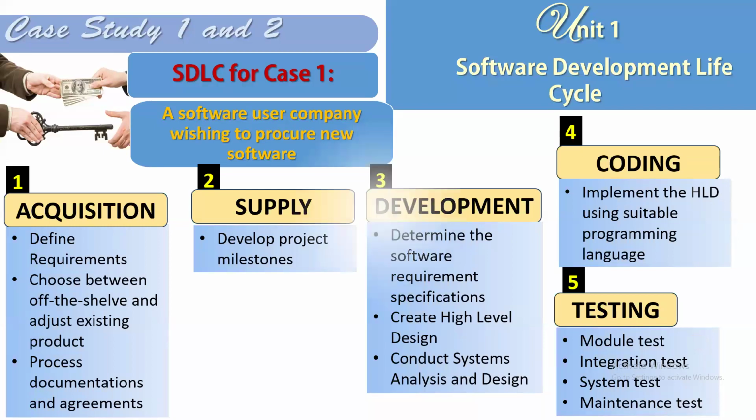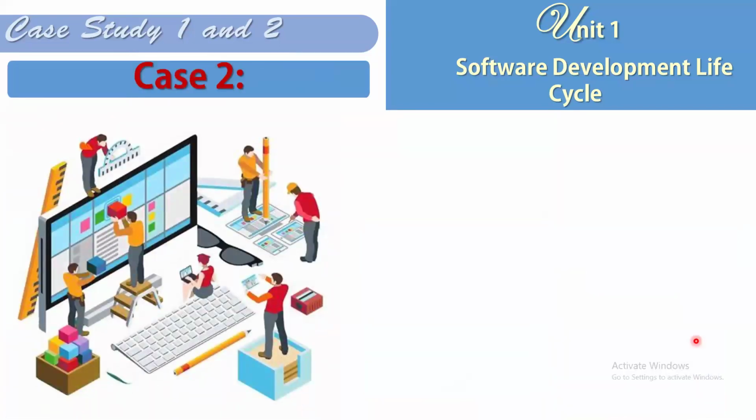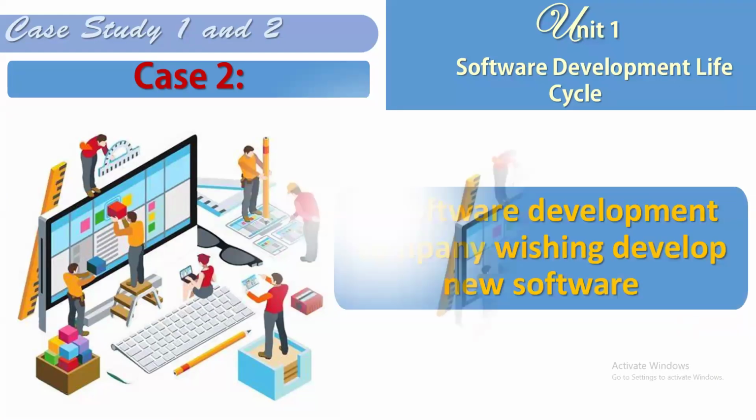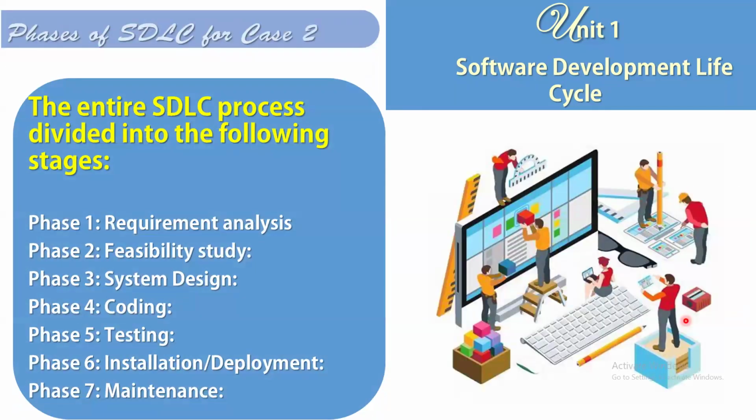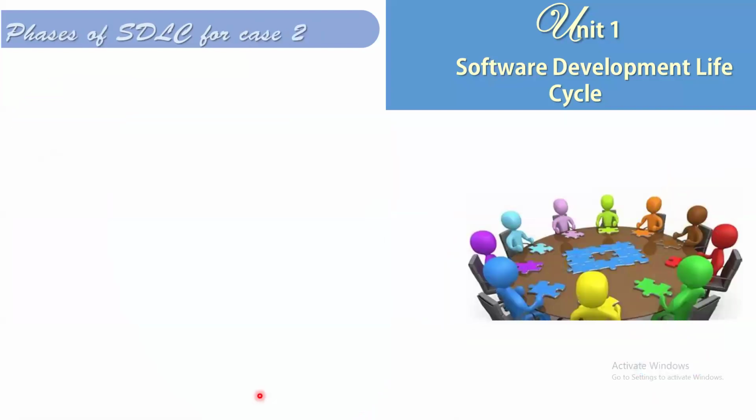So let's look at the next slide, case 2. Case 2 is a situation where you have to build the software from scratch. You have to build the software from scratch, okay? So in this case, the entire software development process will be divided into the following stages. And this includes 7 phases. Number 1, requirement analysis, feasibility study, systems design, coding, testing, installation, development, then maintenance.